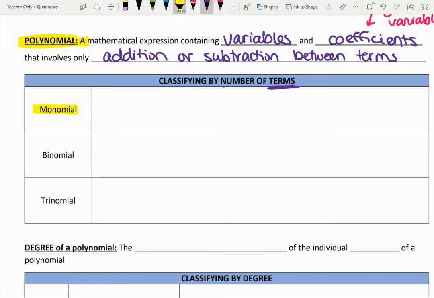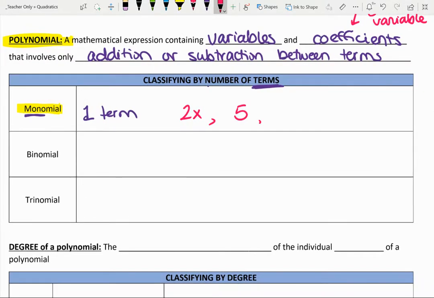The first name we could have is a monomial. A monomial refers to a polynomial with one term. You might see the root mono, one, there, so one term. An example could be something like 2x. Even though it's got a coefficient and a variable, there's nothing else being added or subtracted there. Another example could be simply 5. There's nothing else going on.